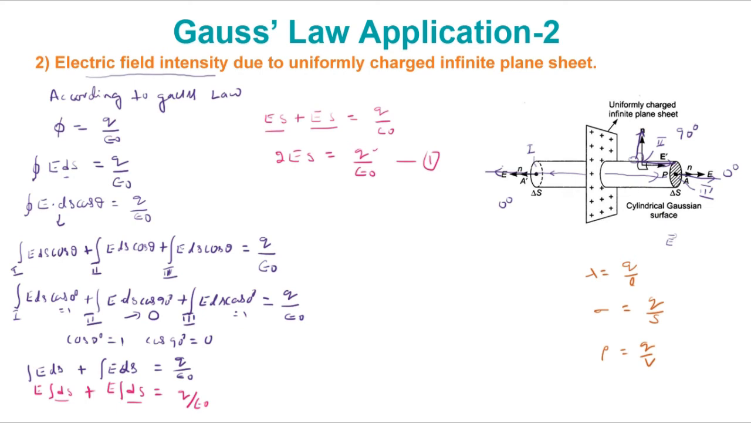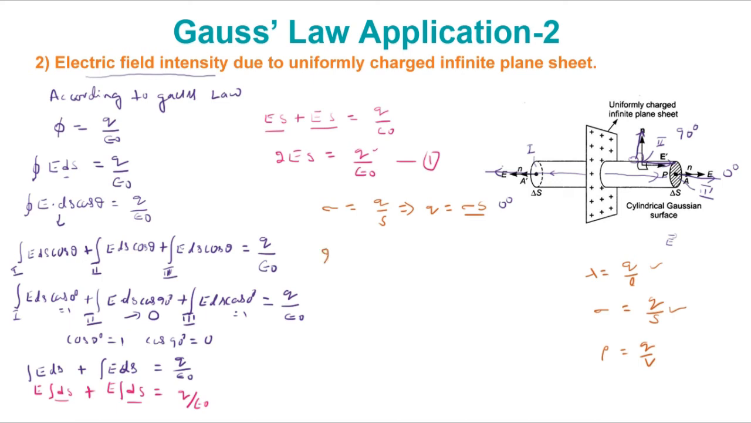In the previous derivation we applied this one. Now because this is a thin plate, the plate has a surface area, so we have to apply this one. So I will consider this one. Now sigma is equal to Q by S. I want Q outside, so Q is equal to sigma S. Now substitute this sigma S in this equation in the place of Q.